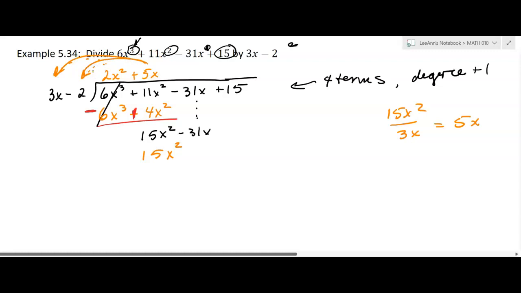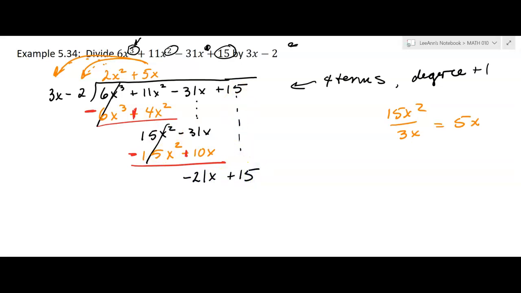5x times negative 2 is negative 10x. Okay, change our signs. Minus here, plus here. Okay, those are canceling out, and I get negative 21x. And I'm not going to forget, I'm going to bring down my plus 15. And one more time, 3x into negative 21x is going to be minus 7. Multiply, minus 21x. Multiply, a negative 7 times a negative 2 is going to be a positive 14.